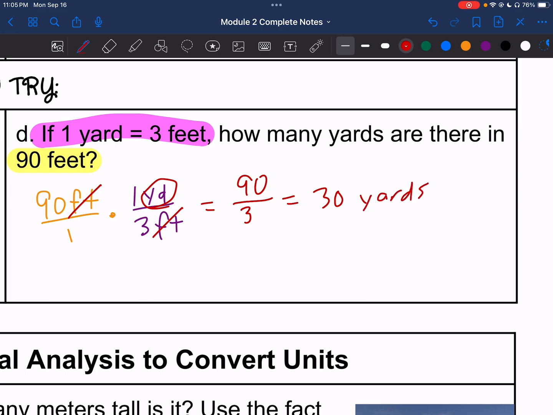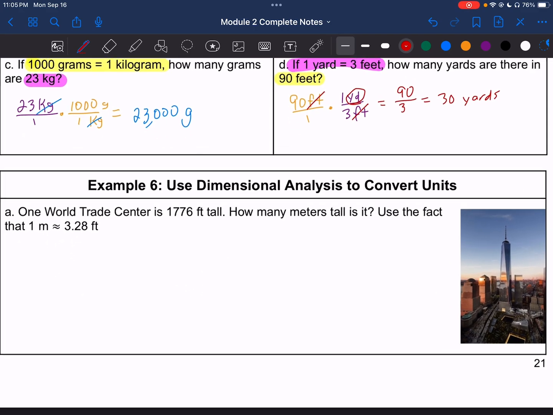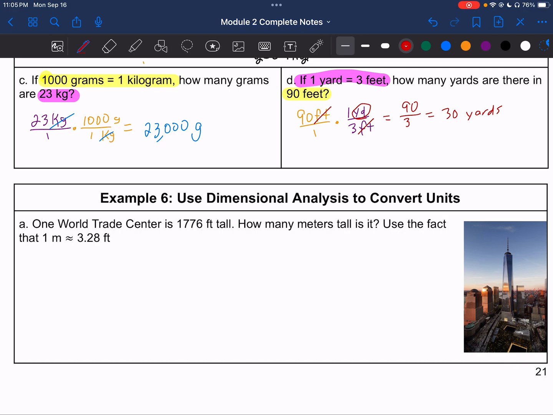So the distance from first base to second base is 30 yards. All right. Now, in example 6, we're going to use dimensional analysis to convert units from one system to another.